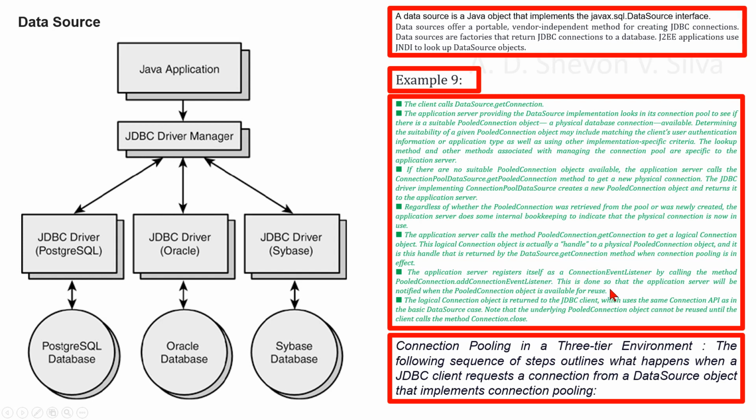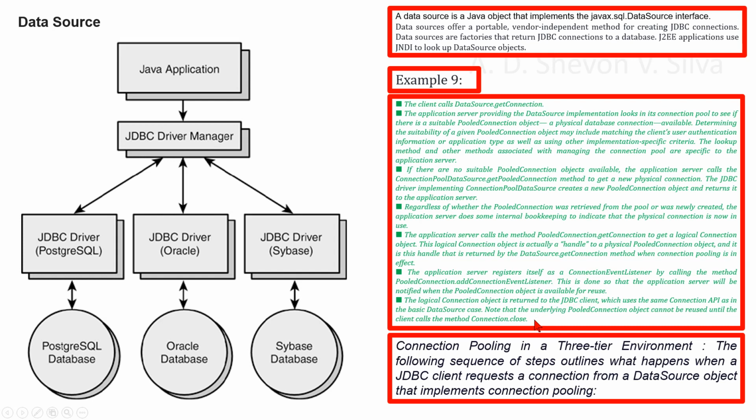The application server registers itself as a connection event listener by calling the method PooledConnection.addConnectionEventListener. This is done so that the application server will be notified when the PooledConnection object is available for reuse.